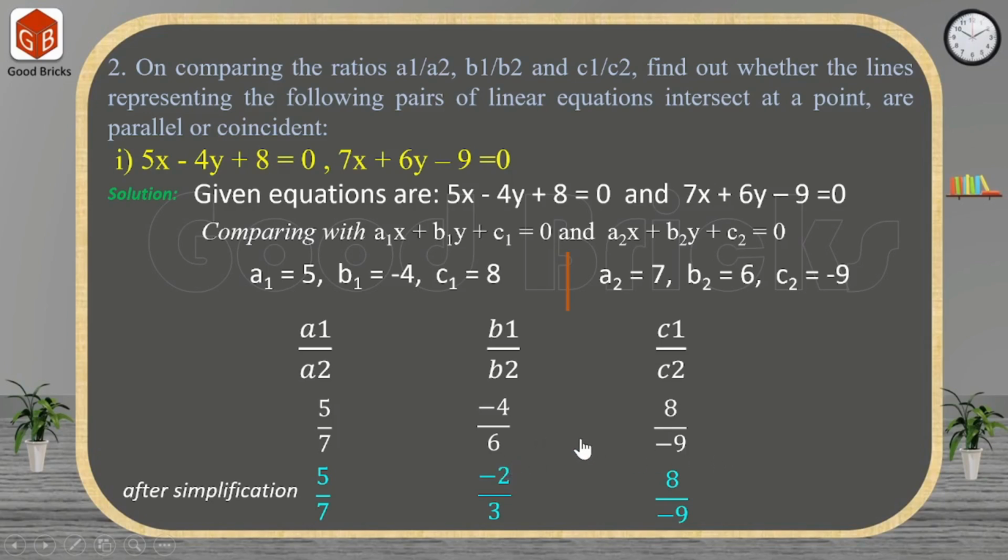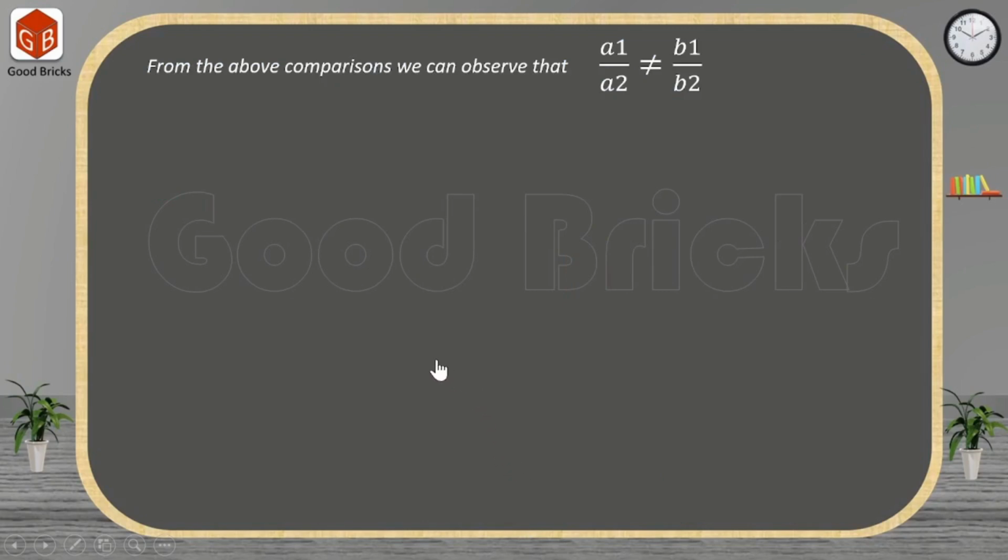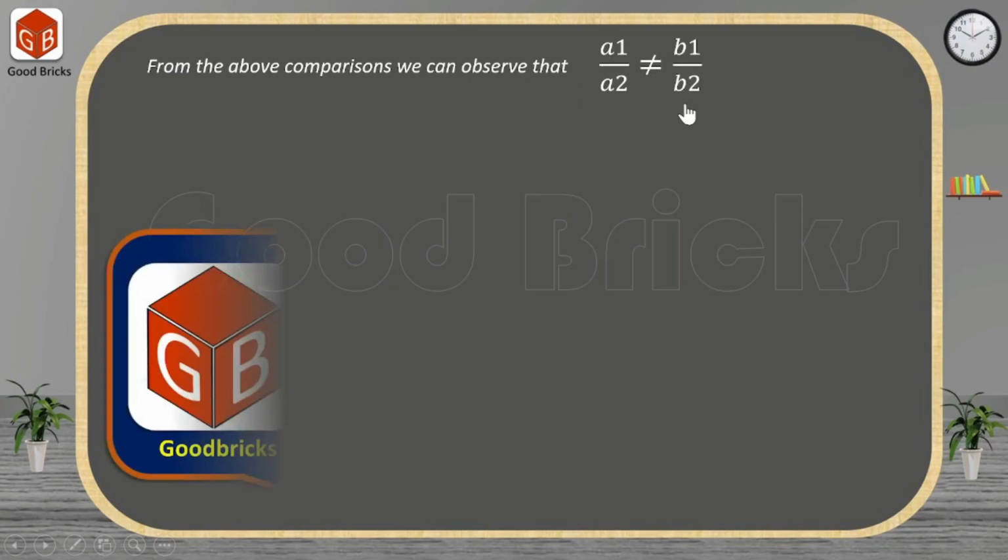Now what is our duty? We have to compare a1 by a2, b1 by b2, c1 by c2. If you look here on the screen, a1 by a2 is not equal to b1 by b2. Then what happens? See here. From the above comparisons we can observe that a1 by a2 is not equal to b1 by b2. Then what is the solution?